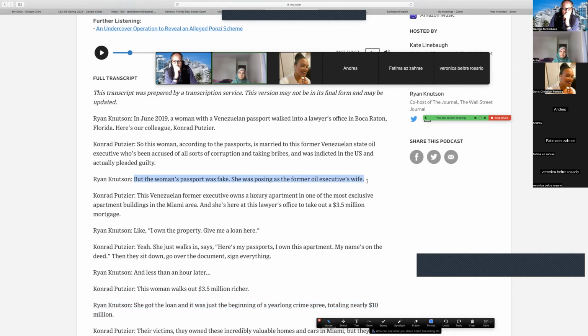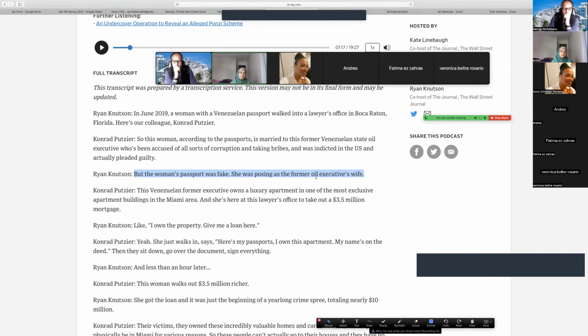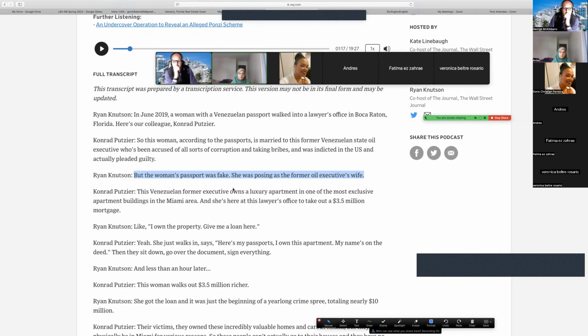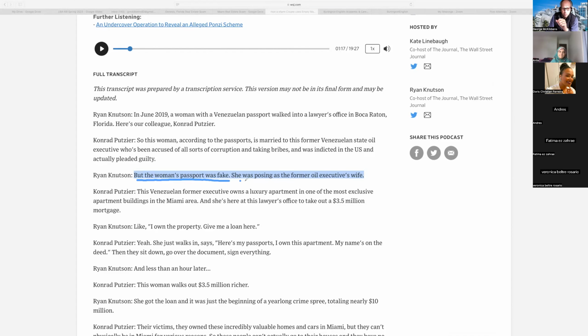Teacher, they showed them just the passport and they just sell the property. Pretty close. The fake passport, yeah. Not exactly selling it, but doing something a little trickier. The woman's passport was fake. She was posing as a former oil executive's wife.